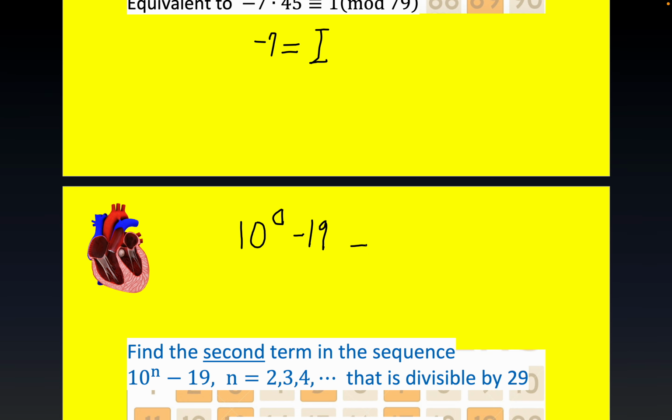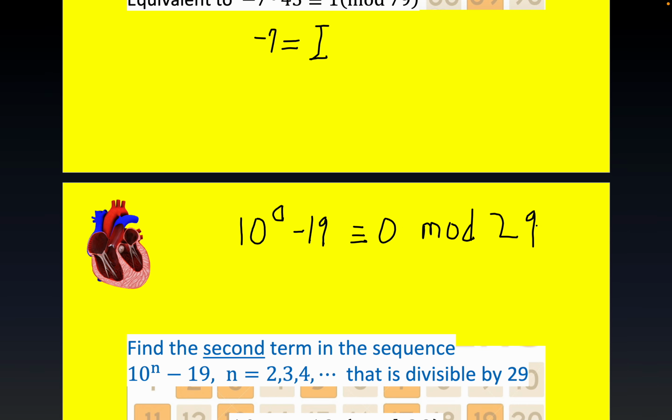And this is just another way of wording this in modular arithmetic. So we say mod, an abbreviation for modulo, mod 29. And this literally reads that 10 raised to the A power minus 19 is divisible by 29. Okay? So we're looking for the second such A, all right?